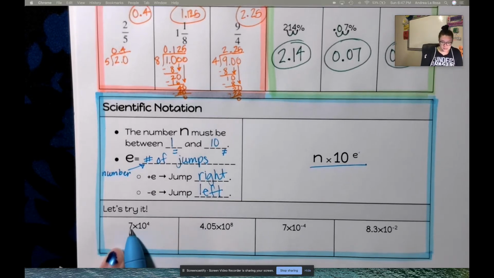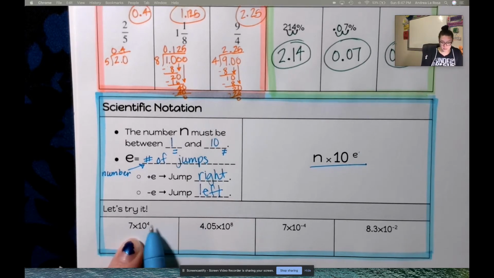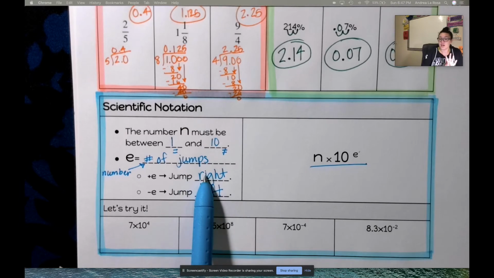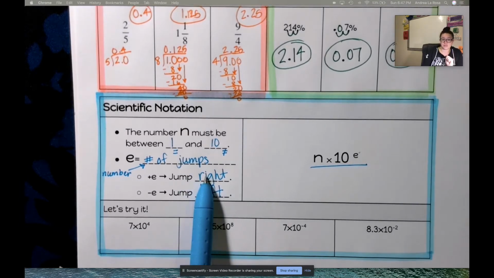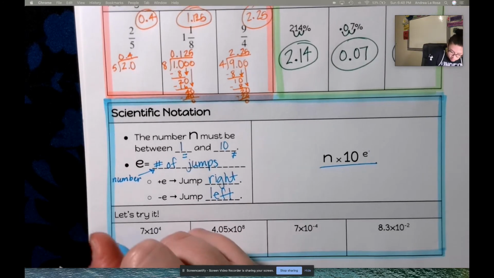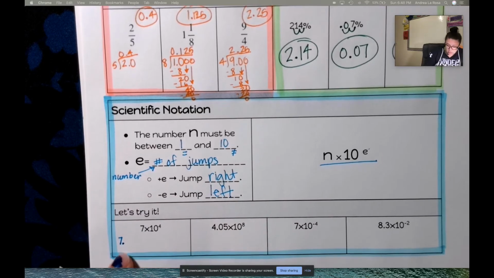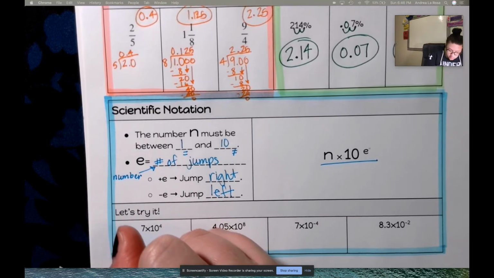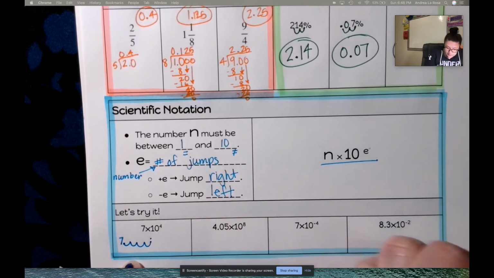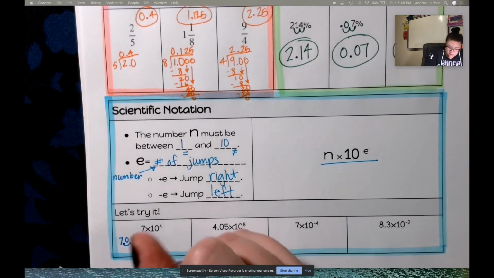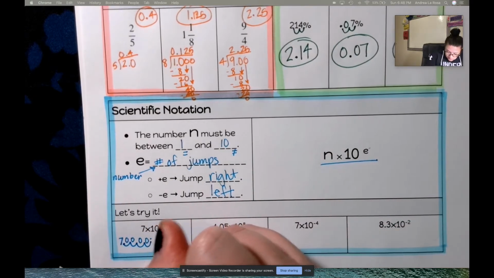First example, 7 times 10 to the 4th. That's a positive 4, so my decimal is going to jump to the right 4 times because I'm going to multiply by 10 4 times. So we can have the imaginary decimal point right there. Because it's after 7, we're not going to write it if we don't have to. I would jump it 4 times to the right: 1, 2, 3, 4, put in my new decimal, fill in with zeros. So I get 70,000.